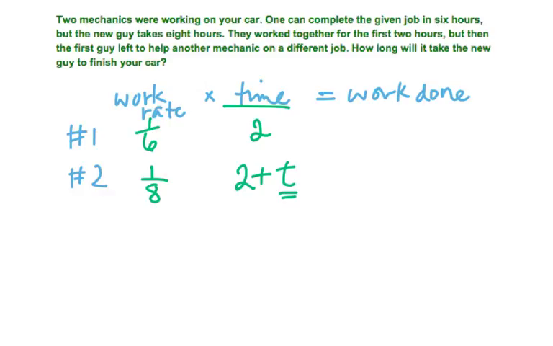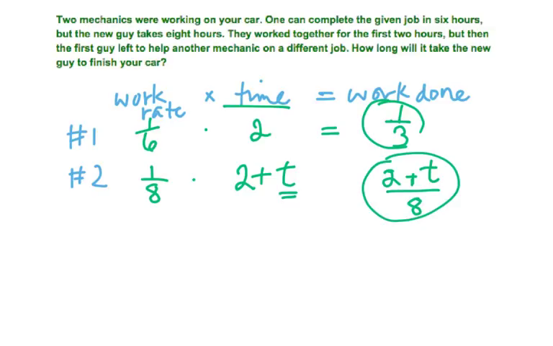That's T. So the work done here is 2 times 1/6 is 1/3, right? Okay, 1/8 times 2 plus T is 2 plus T over 8. Interesting. Okay, so this is the work done by each guy. Work done by number 1, work done by number 2. So remember, work done by guy number 1 plus work done by guy number 2 is equal to the whole job, is equal to 1.